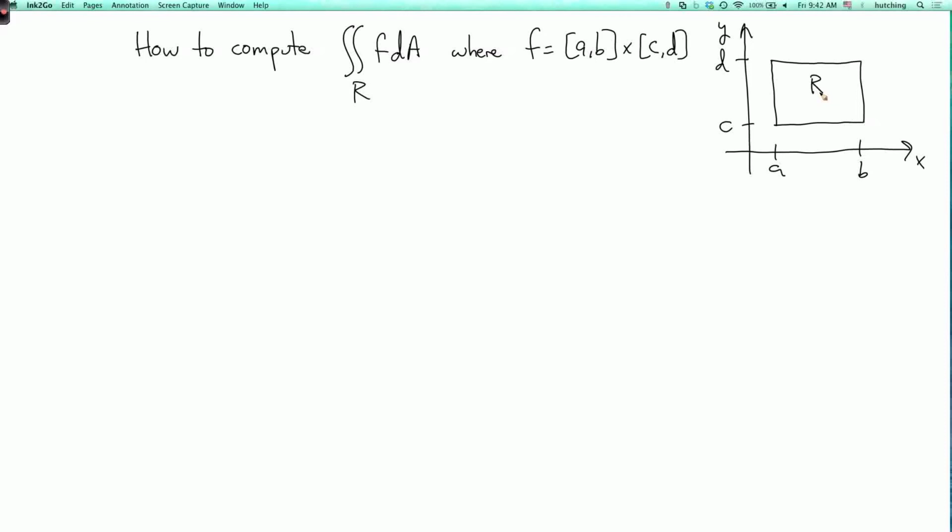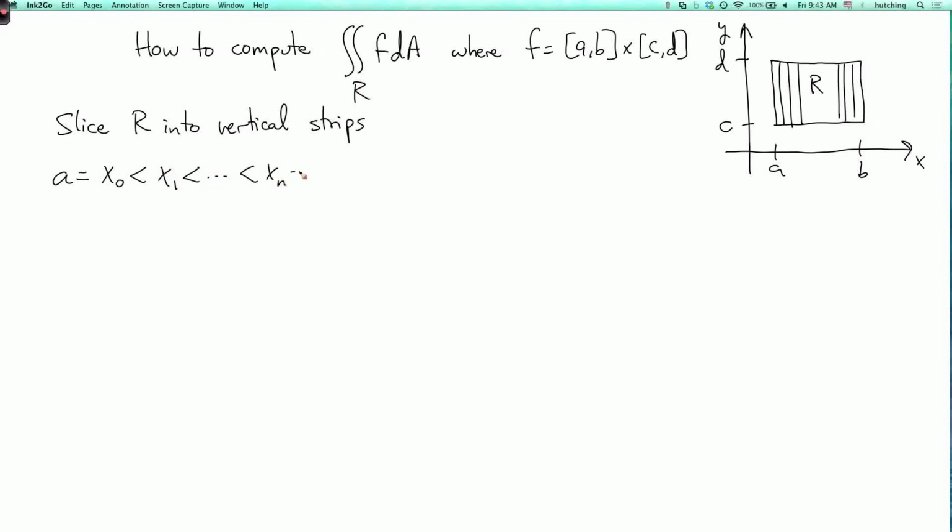So the idea is we're going to slice this rectangle up into a bunch of vertical strips, like this. So we're going to slice R into vertical strips. So formally, we define a to equal x0, which is less than x1, less than and so on, up to xn, which is equal to b, where xi minus xi minus 1 equals (b minus a) over n.